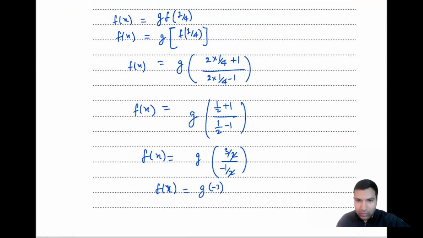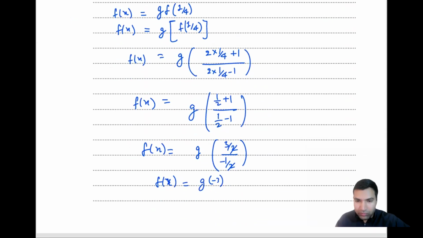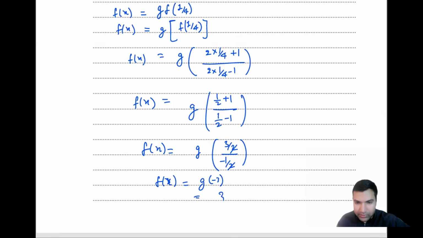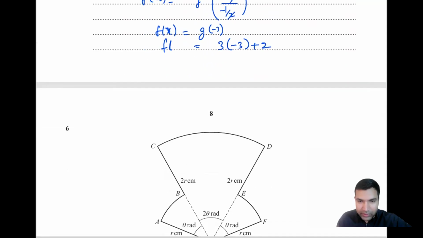That's x. Now what is g of x? G of x is 3x plus 2, right? So what will be g of minus 3? In place of x, you just plug in negative 3 plus 2. All right. So this becomes f of x, which is negative 9 plus 2. So we get f of x is equal to negative 7.